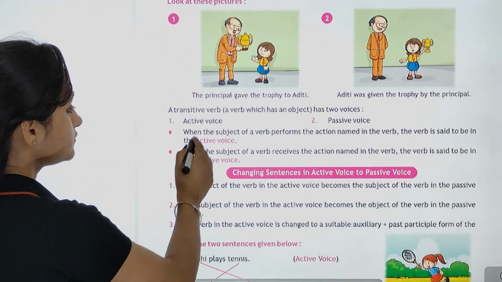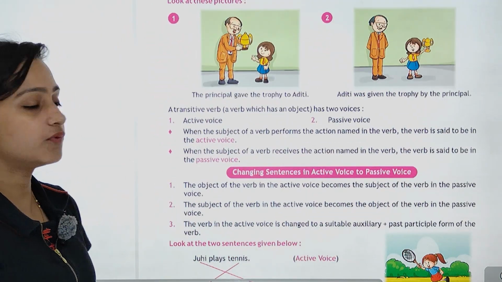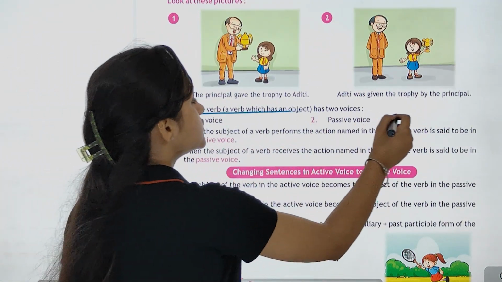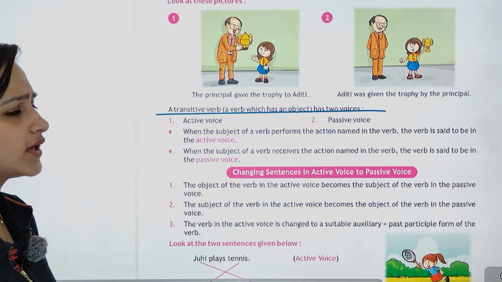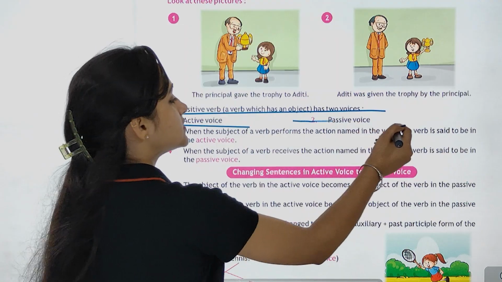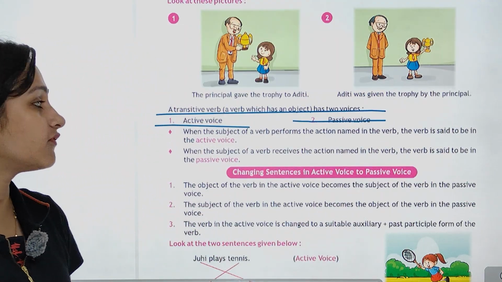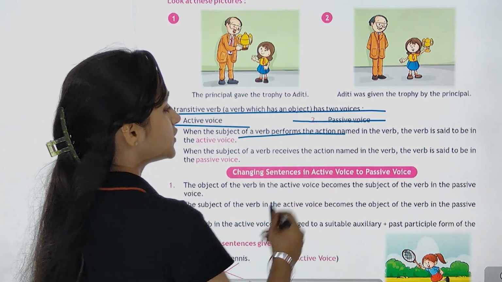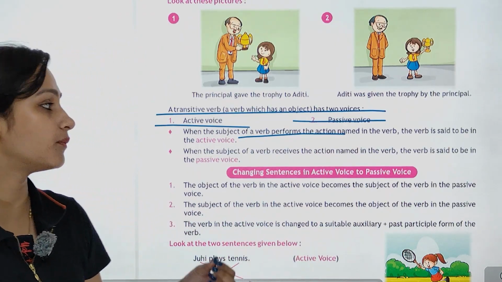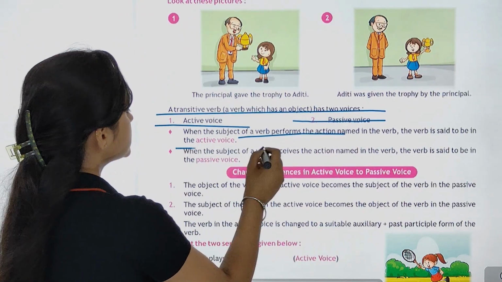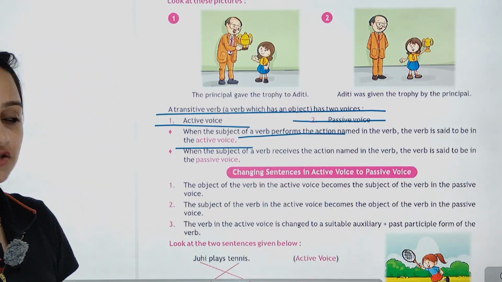Now a transitive verb, a verb which has an object, has two voices. एक transitive verb जिसमें एक object होता है उसकी two voices होती हैं, एक्टिव वॉइस होती है और पैसिव वॉइस होती है. When the subject of a verb performs the action named in the verb, the verb is said to be in the active voice. verb को क्या कहते हैं हम, एक्टिव वॉइस में कहते हैं.